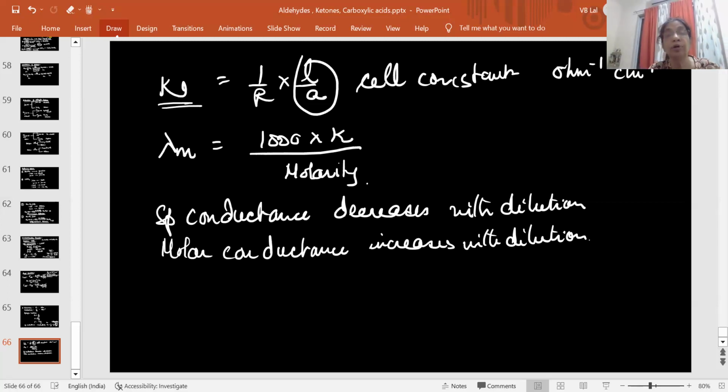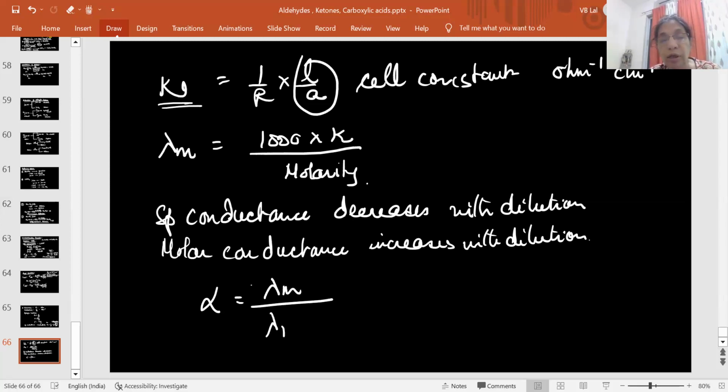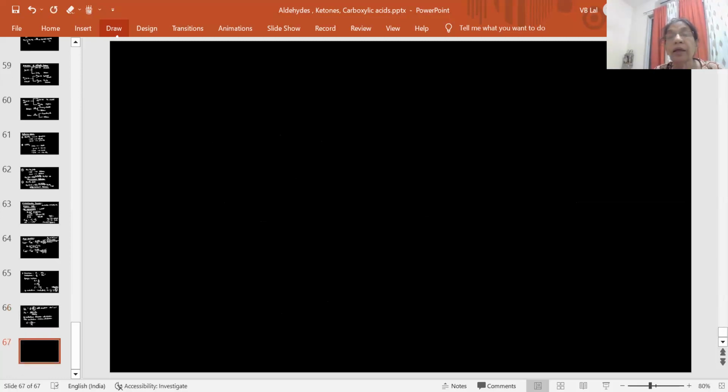Then the next important thing is molar conductance at infinite dilution. Okay, so if I know molar conductance at infinite dilution, then I can find out the degree of dissociation. So alpha is equal to molar conductance upon molar conductance at infinite dilution. So this is another formula that you may use. So we have already done 5 formulae. I will write them together once.